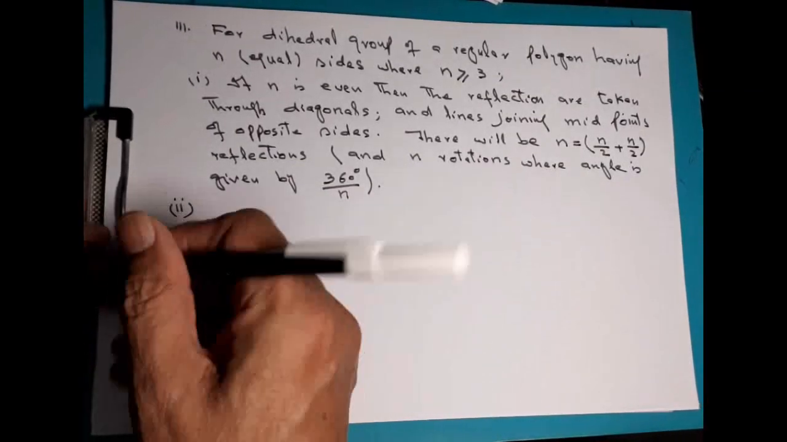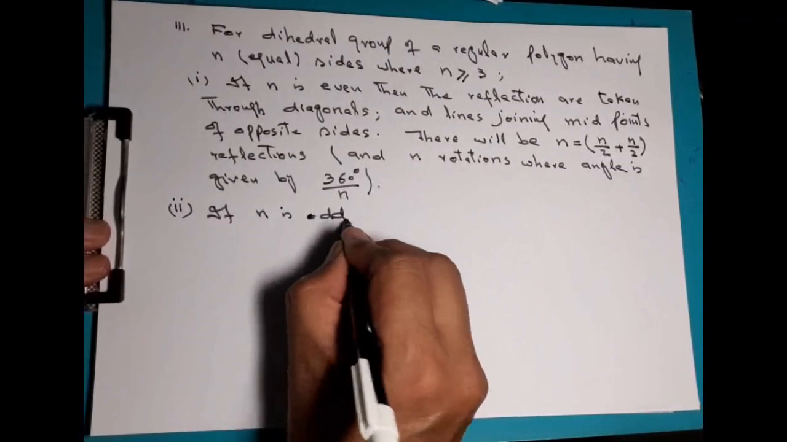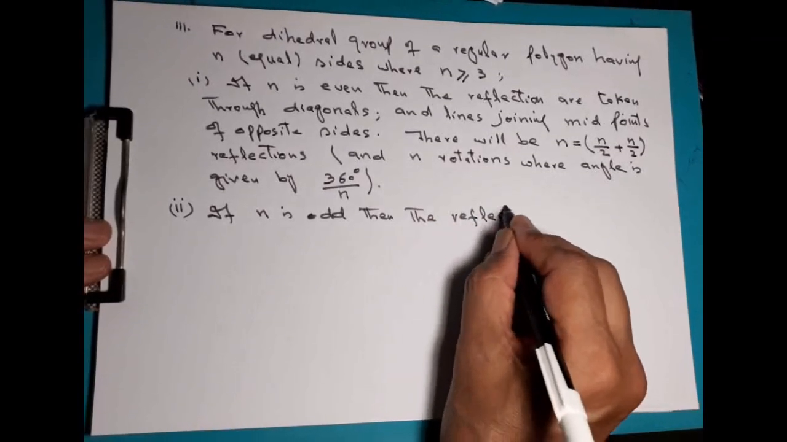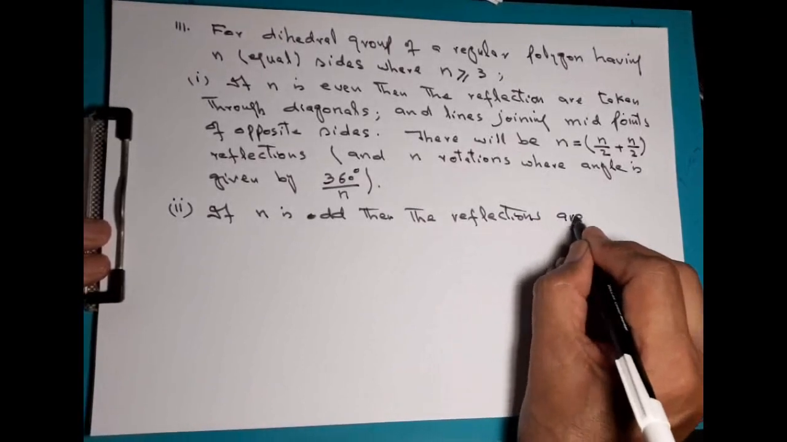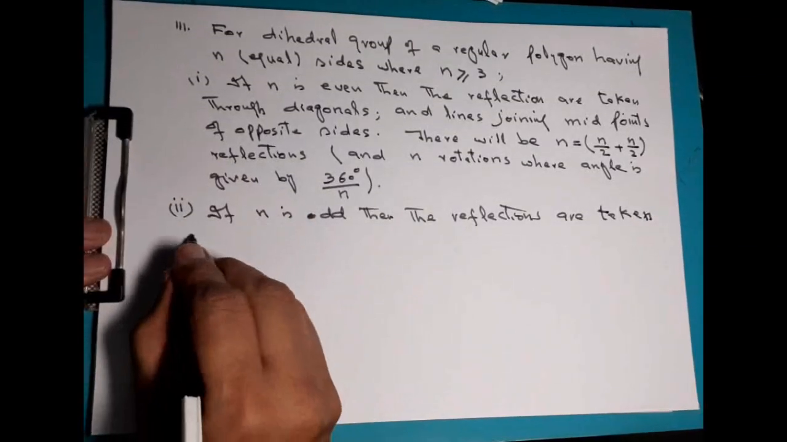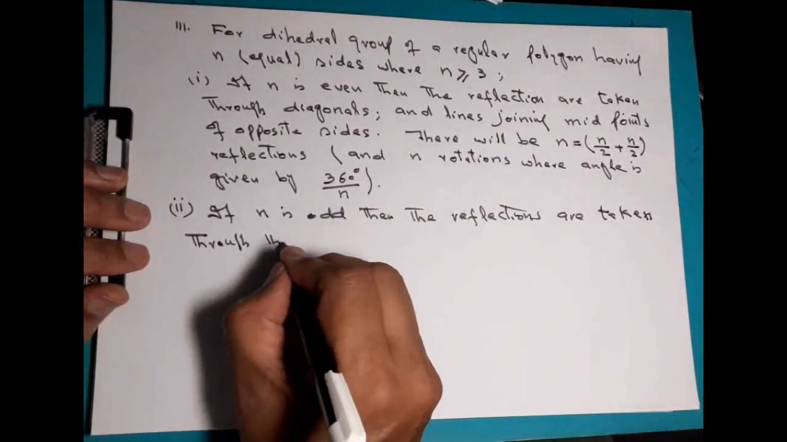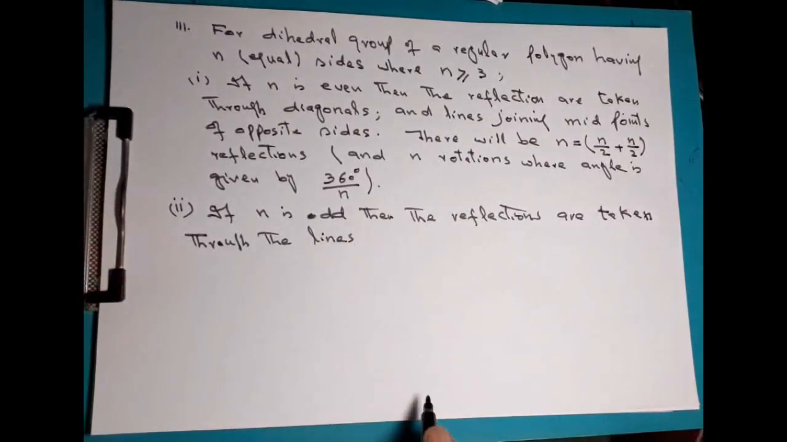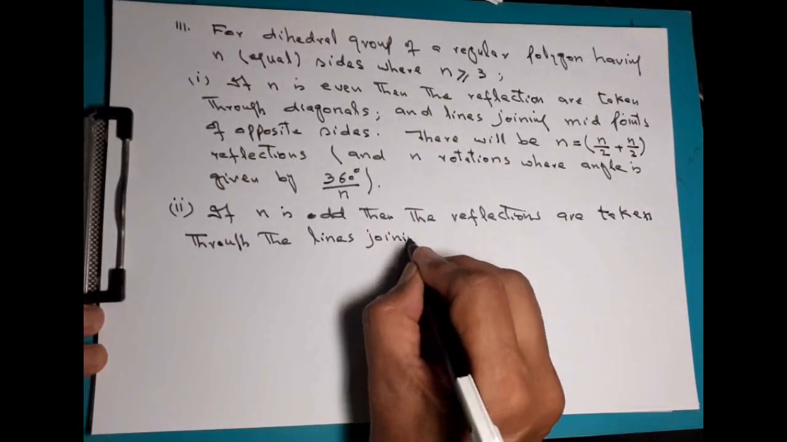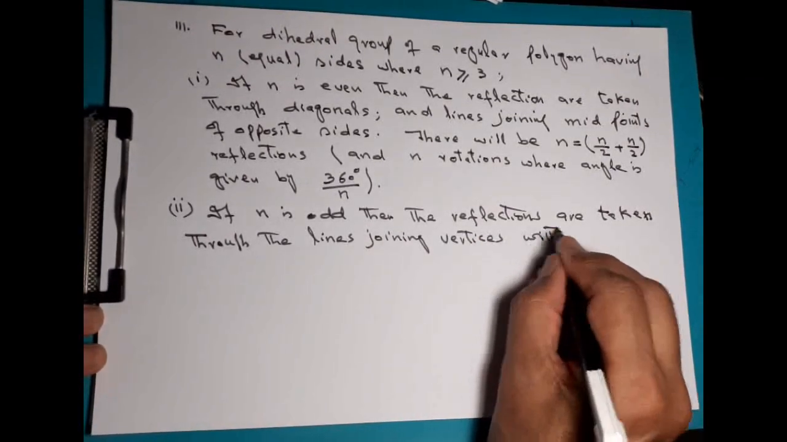And secondly, if n is odd, then the reflections are taken through the lines joining vertices with midpoints of opposite sides.